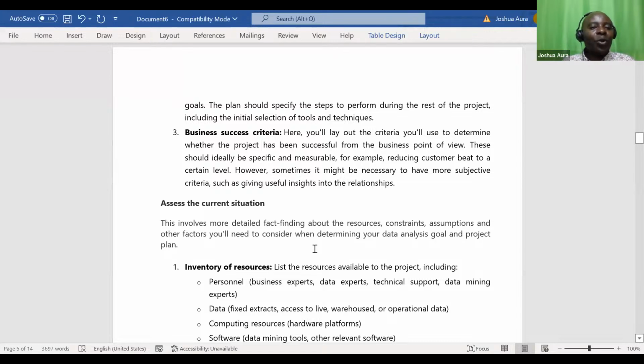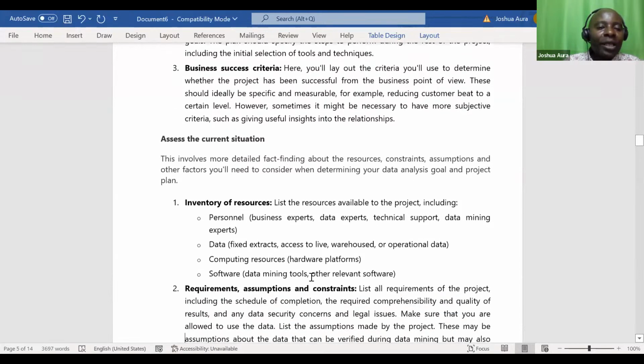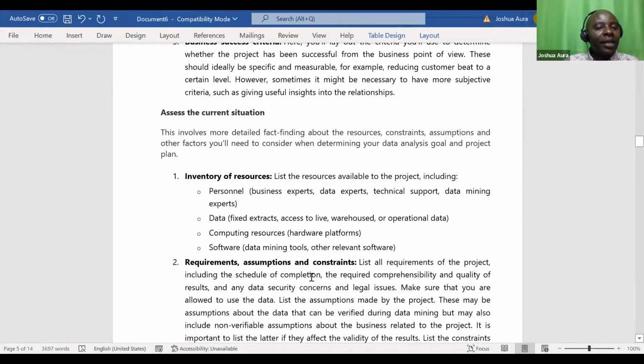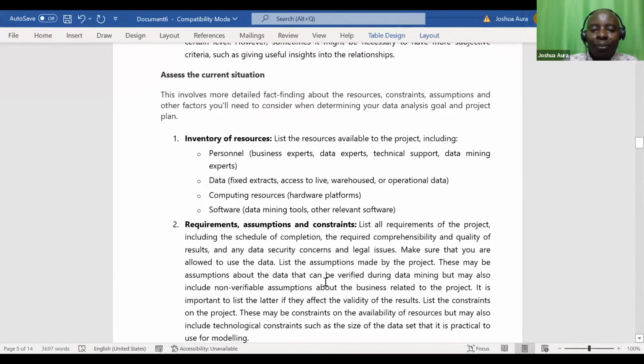So the current situation, you're looking at your SWOT, your strengths, weaknesses, right? Inventory of resources. List the resources available for the project, including personnel, data, computing resources, hardware platforms, software, right? Requirements, what is required of me? What assumptions are we going to make? What are the major constraints here? List all the requirements of the project, including the schedule of completion, the required, let me check the charts here, perhaps they're not seeing.